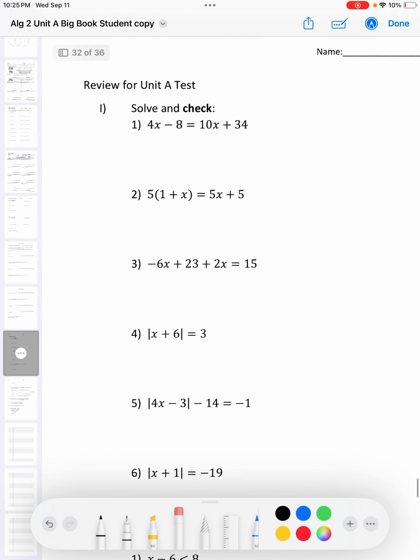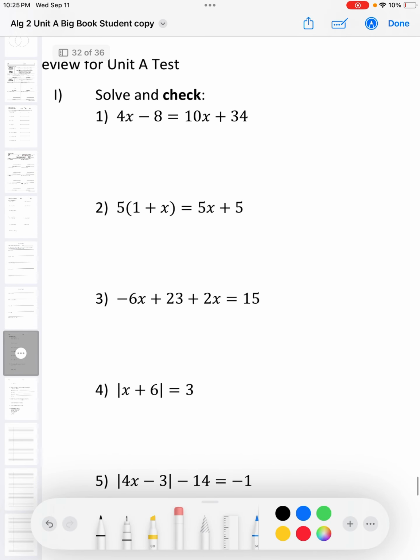Okay, on number 1, on page 2 of this review, we have 4x minus 8 equals 10x plus 34. So the first thing that I see is that we have x's on both sides of the equation. And so I'm going to take away the x's from one side. I'm going to do minus 4x. So that'll cancel out with the positive 4x we already had, give me negative 8 equals 6x plus 34.